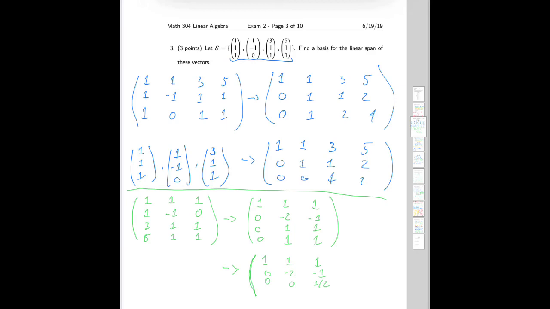And I'm going to do the same thing for row 3. So this is going to be 0, minus 2, 1/2. Okay, and then now I'm not going to rewrite everything. I'm just going to subtract row 2 from row 3. That entry is a 0.